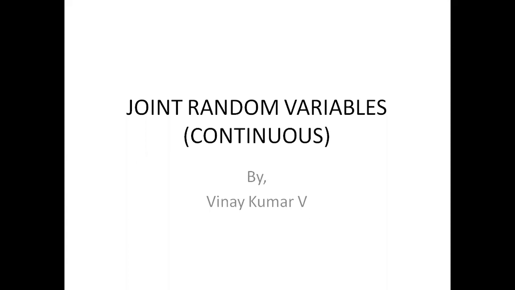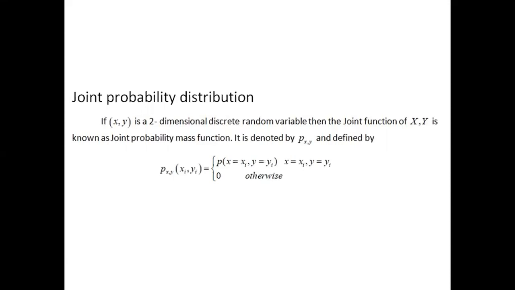In this video, I'm going to cover joint random variables with respect to continuous ones. Here is the definition of joint probability distribution. If (X, Y) is a two-dimensional discrete random variable, then the joint function of the random variables X and Y is known as the joint probability mass function, and it is denoted by p suffix X comma Y. Here small x and small y are elements from the random variables capital X and Y.